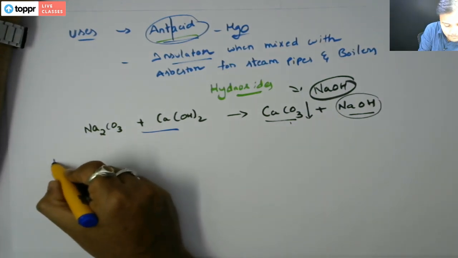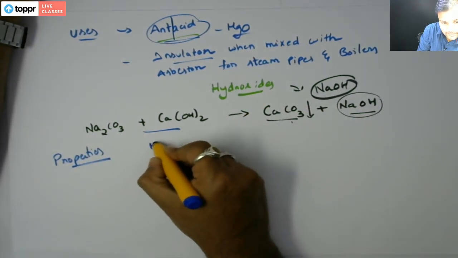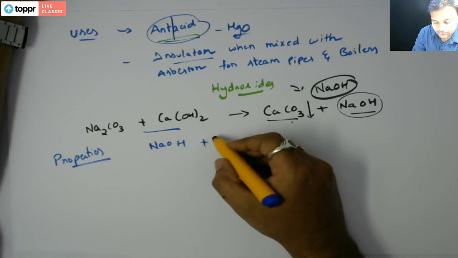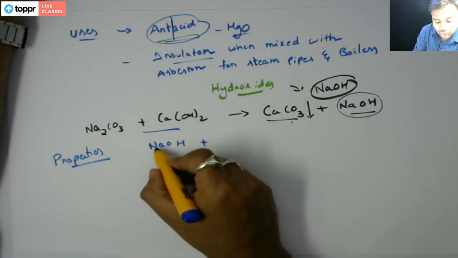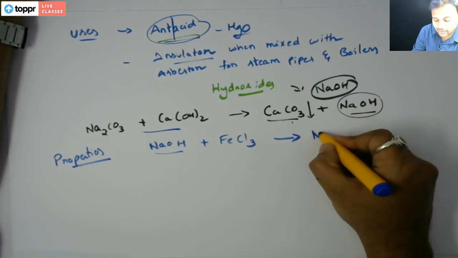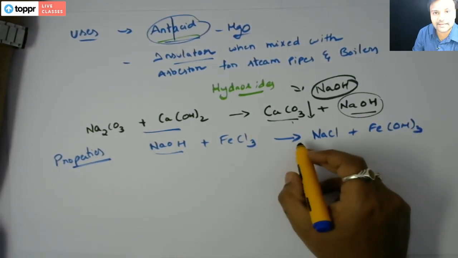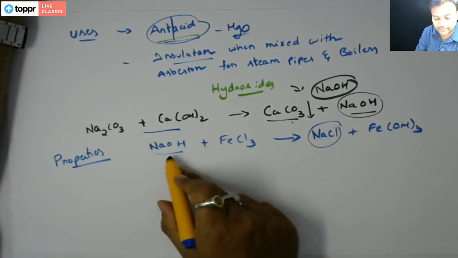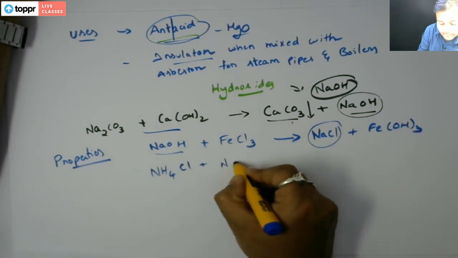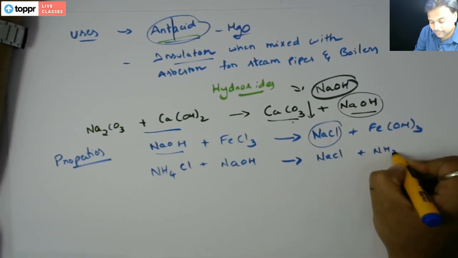The next one, the properties. Sodium hydroxide has several chemical properties. When sodium hydroxide is treated with ferric chloride, it forms ferric hydroxide and sodium chloride. I'm just not balancing this, you can have a look at what is formed. Okay, what happens when it is treated with ammonium chloride? It forms again NaCl plus ammonia plus water.